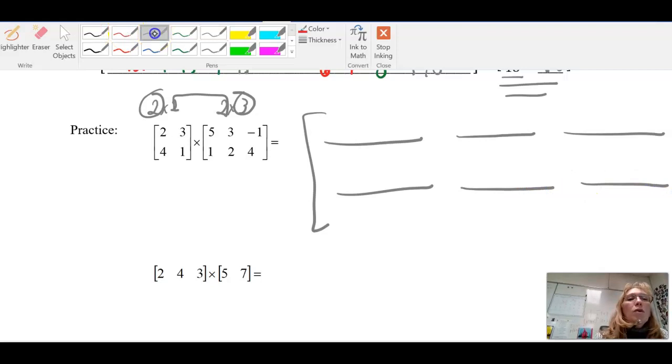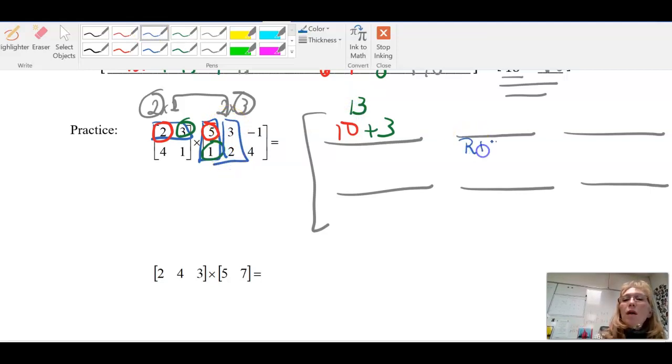Okay, to remember to multiply, it's row times column. And we have to do position to position. So 2 times 5 is 10, plus 3 times 1 is 3. So my first term is 13. Now we do it again, but we have to do it with the next row. Because remember, this is row 1, column 2. And this is row 1, column 3. That tells us what to multiply. So that's row 1, column 1. That's what we did. Now we're doing row 1, column 2.